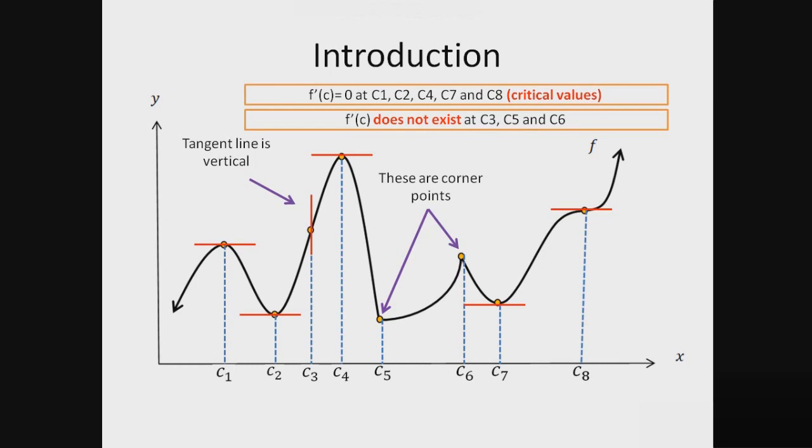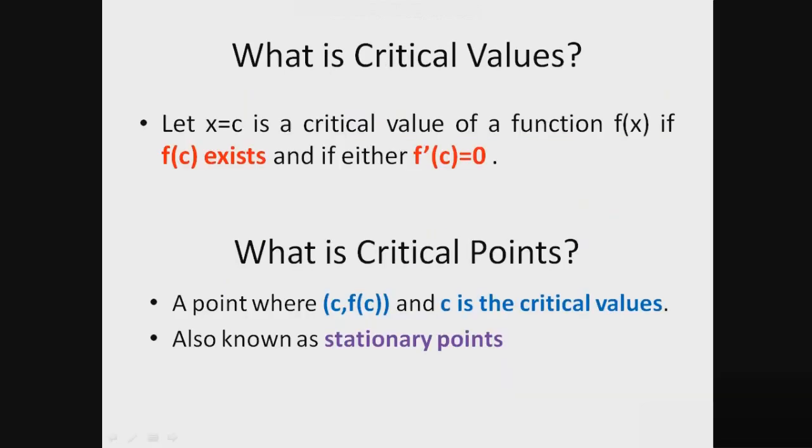So what are critical values, basically? We let x equal c be a critical value of a function f of x if f of c exists and if either f prime c is equal to 0 or f prime c does not exist. A critical point is a point where c is the critical value. So to get the critical point, when we get the critical value, we have to substitute back into the function to get the y values.